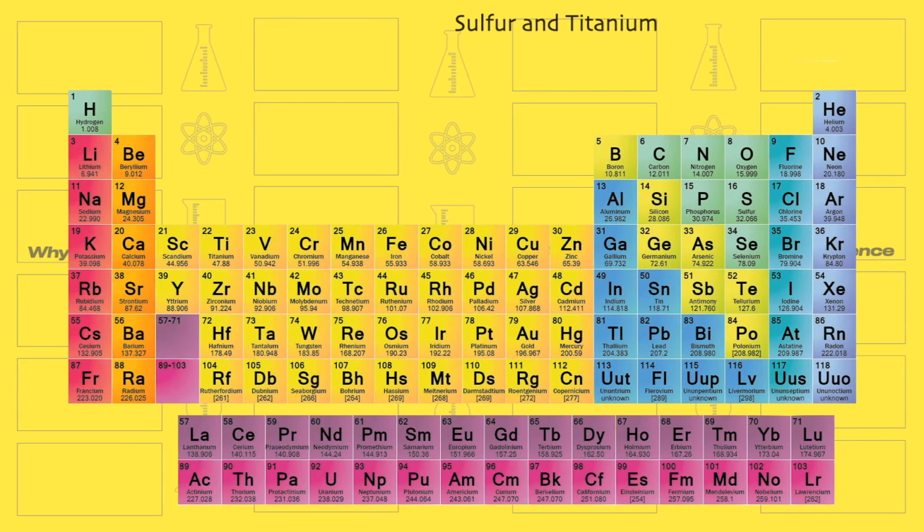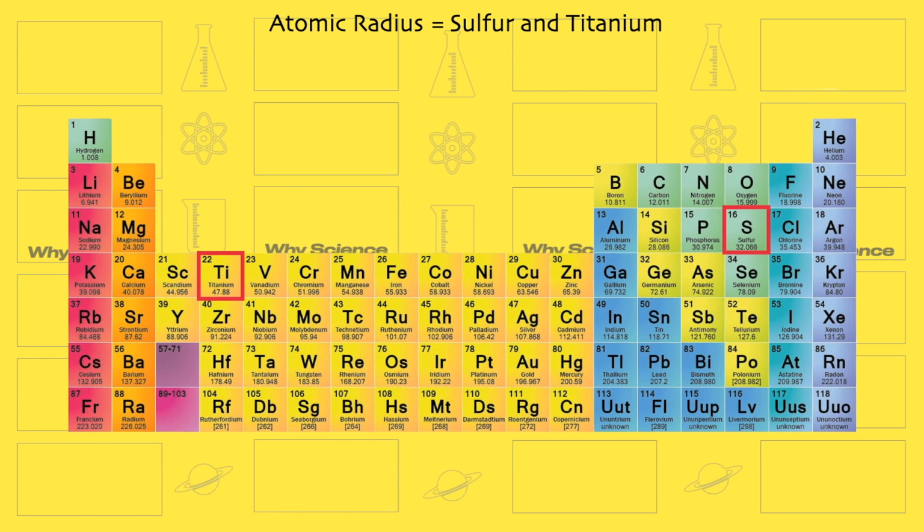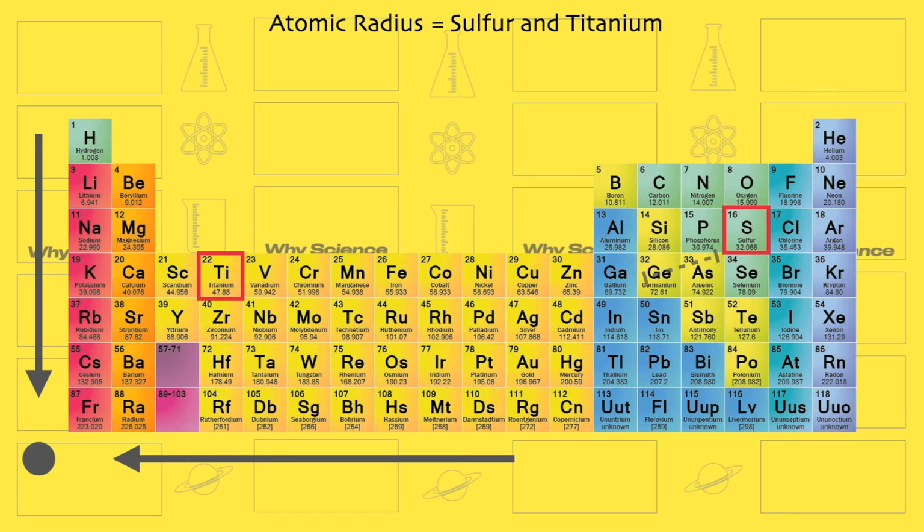Let's answer some questions about this. Given the elements sulfur and titanium, which do you think has a bigger atomic radius? First, locate those elements in the periodic table. We know that atomic radius increases as you go down and left, so imagine a dot in the bottom left corner. Which element is closer? We can easily see that titanium is closer, so we say that it has a bigger atomic radius.